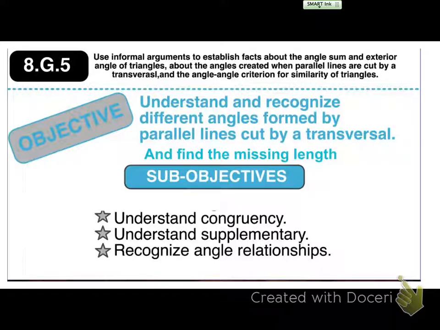So our objective today is to understand and recognize different angles formed by parallel lines cut by a transversal and find the missing length. Okay? So we have to understand congruency. Congruency means that two angles are the same or they're equal. We have to understand supplementary. Supplementary means that there are two angles that measure 180 degrees. And we have to recognize our angle relationships. Okay?